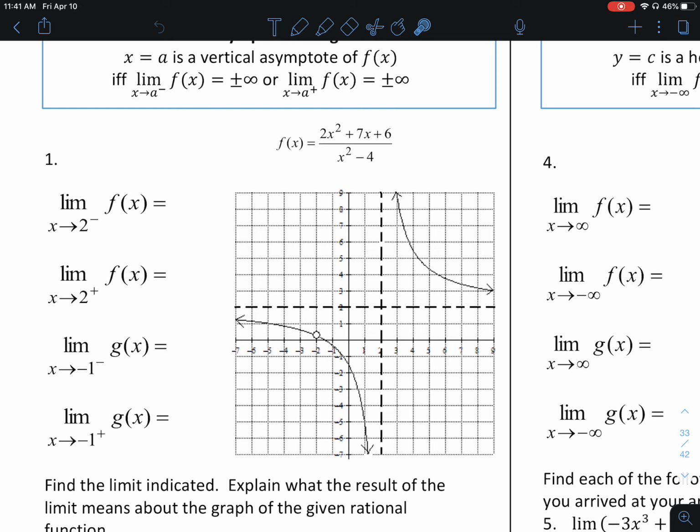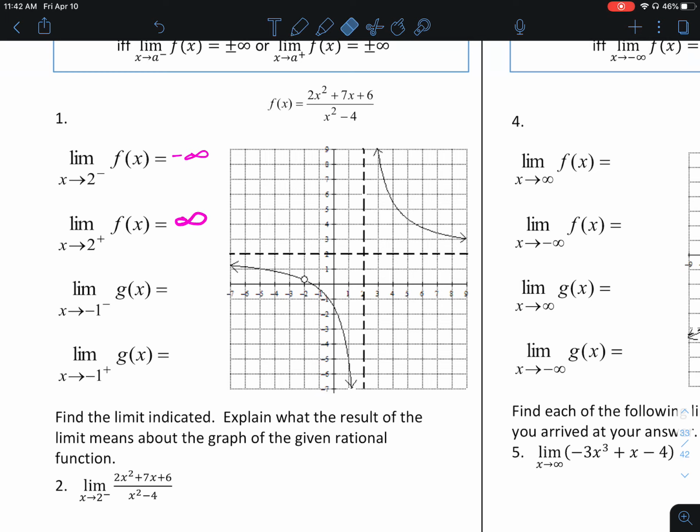Question 1. What's the limit of f of x as x approaches 2 from the left? As we approach 2 from the left, it's approaching negative infinity because it's going down forever. What happens if you approach 2 from the right? Well, this function is going up forever. It's approaching positive infinity.